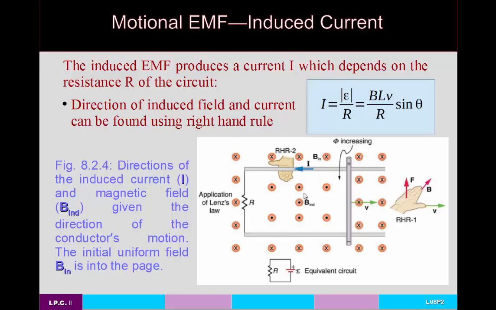Again, point your thumb in the direction of the current. This is the thumb of your right hand. And then wrap your hand around the conductor as if you are grabbing it. Your thumb points in the direction of the current, and your fingers will point in the direction of the induced magnetic field. There's actually two right-hand rules that go on here.